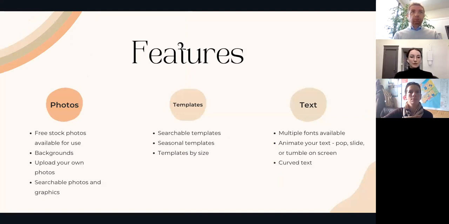So moving on to features, first one is photos. So they have free stock photos on Canva. Some of them are only available for Pro. If you don't have a Pro account, you can put the photo in your design and you can pay, I think it's like $1.29 or something like that to download it with the photo.